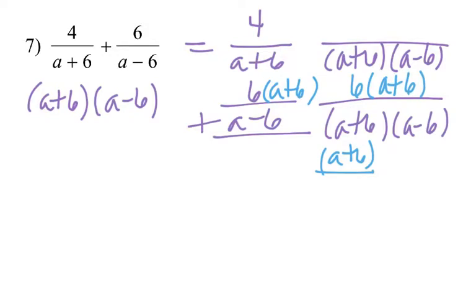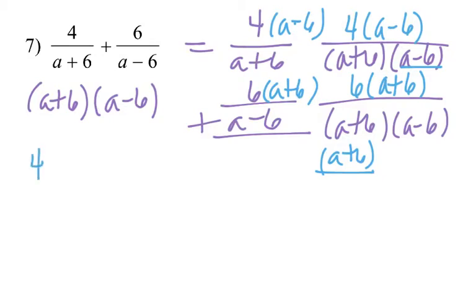Same thing up here. What do we need to multiply by to get a plus 6, a minus 6? Well, you're missing a minus 6, so that's what we're going to multiply up here. So we have 4 times a minus 6 for our new numerator at the top. So now we're going to go through and write everything as one fraction again.